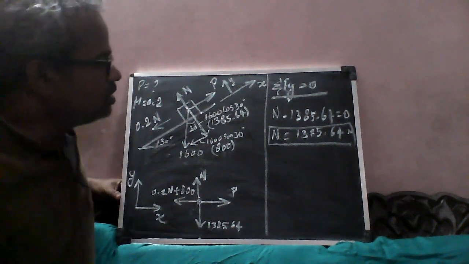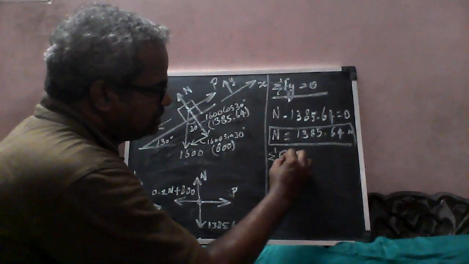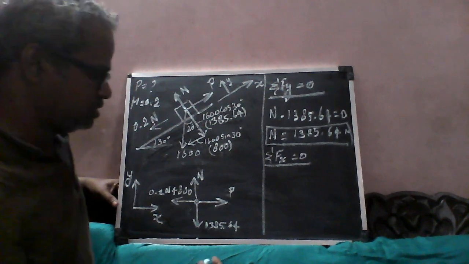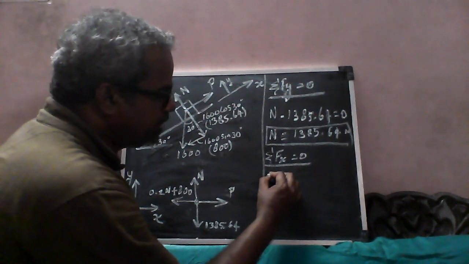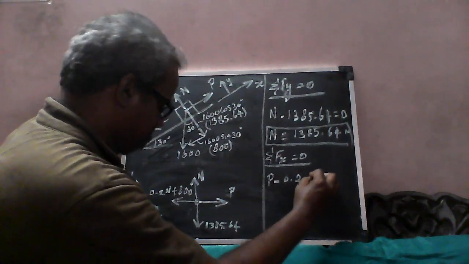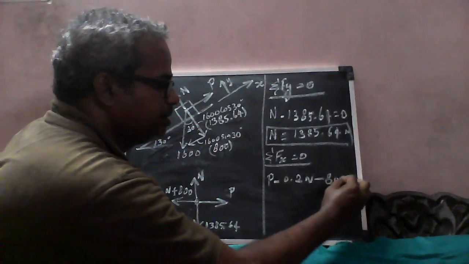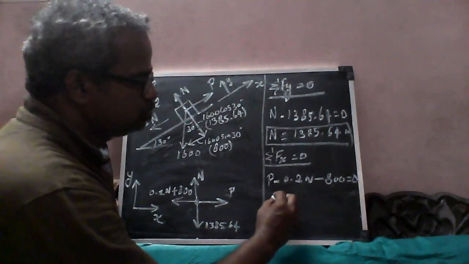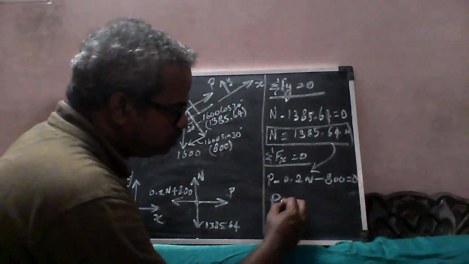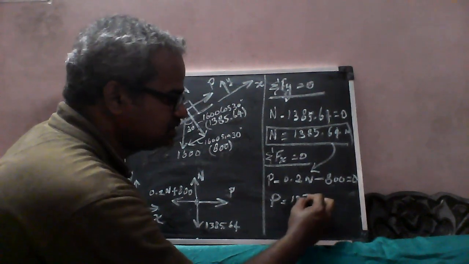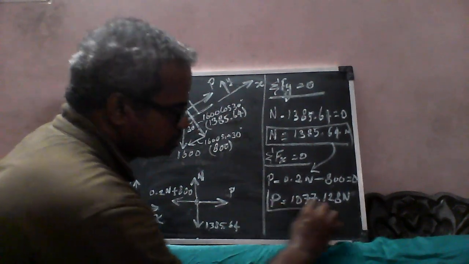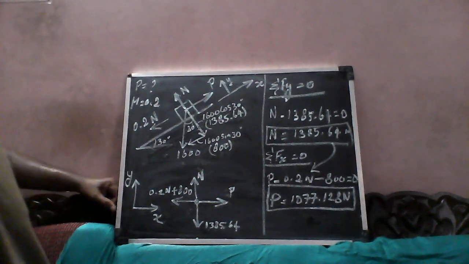Then coming to the second equation, summation of Fx is equal to 0. This is the another equation for equilibrium of a particle in two dimension. That is P minus 0.2 N minus 800 is equal to 0. So my P, by substituting this N here, the P value will be 1077.128 newtons. So this is how I have to solve an inclined plane problem.